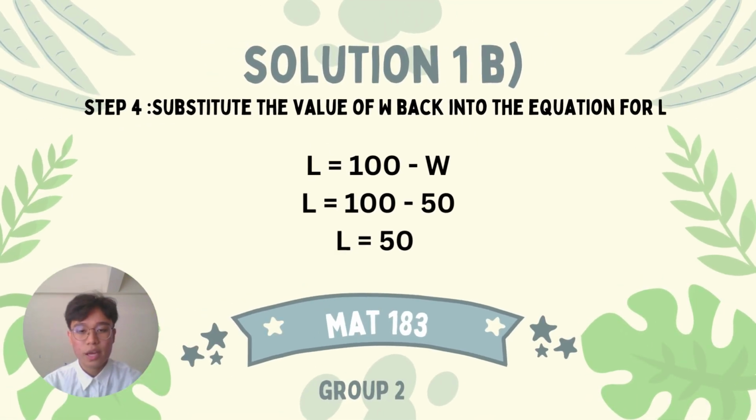As for the fourth step, we substitute the value of W back into the equation for L. The equation L equals to 100 minus W, and the value of W, which was 50 that we obtained, we substitute it and we will get L equals to 100 minus 50, and we will get the final answer for L being 50.